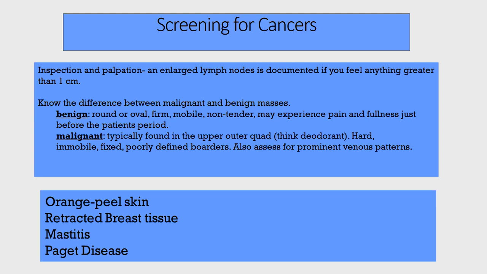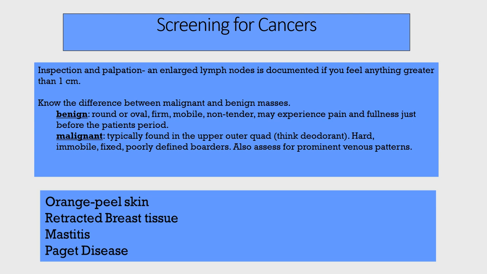tendencies versus benign tendencies and masses in breasts, because it's very common to have breast masses, and it's not necessarily a big red flag. Things that are benign are going to be round or oval, firm. You can move them around. They're mobile. They typically don't hurt, or they're not tender to the patient when you're palpating. Some types of benign masses may be painful or tender just right before their period starts. So you want to ask them if they've experienced any changes in their breasts that correlate with their menstrual cycle.